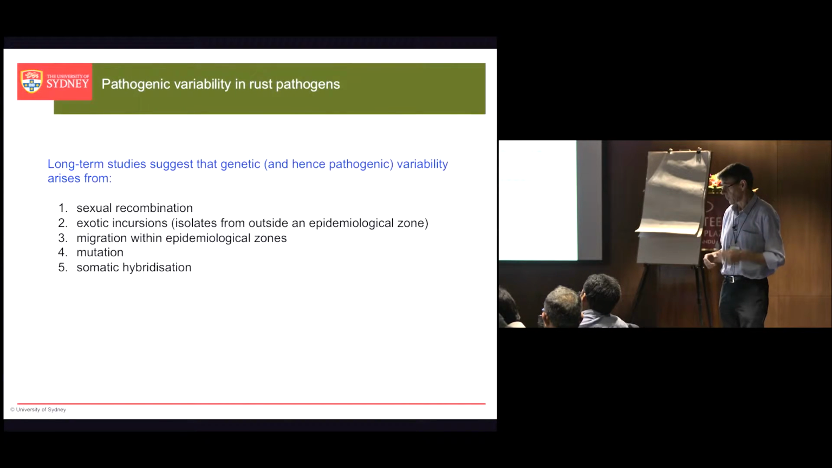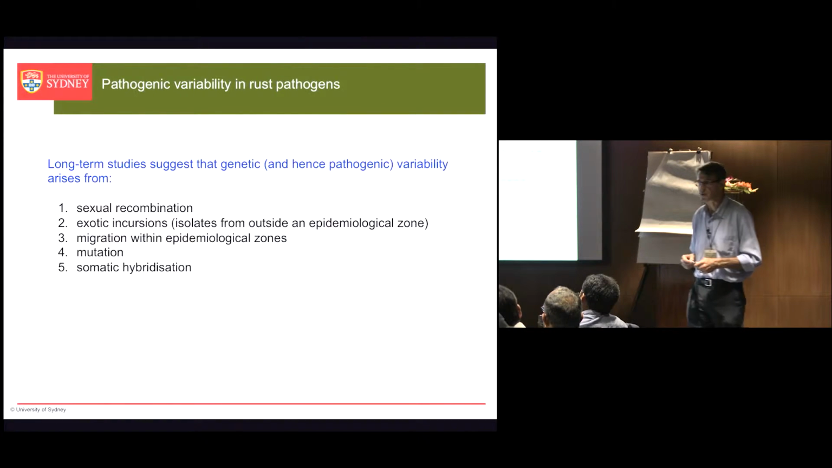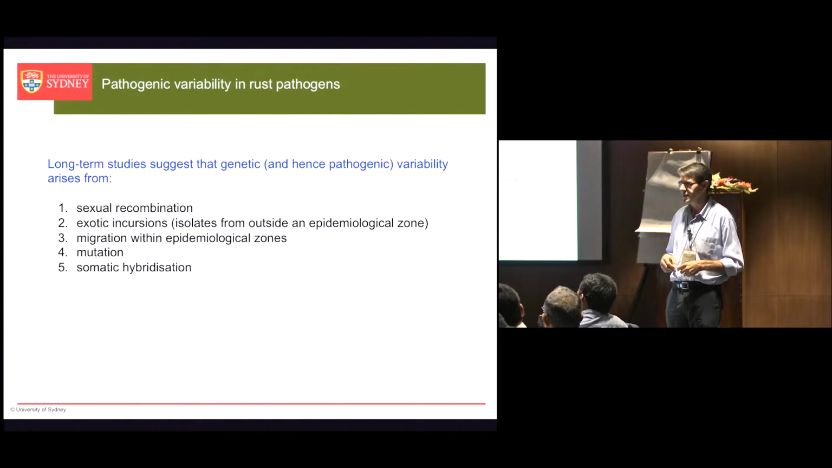Okay, so we've already talked about this a little bit, pathogenic variability. This is one of the things that the surveys tell us, where the variability is being generated. How do these new pathotypes arise? If we understand the pathogens better, then hopefully we can develop better strategies, better approaches to resistance breeding.